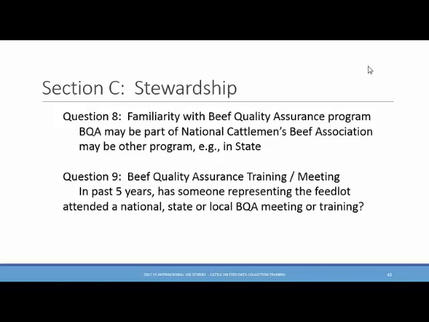For very familiar, we have some definitions in the manual on page 71. Very familiar means they're fairly knowledgeable. Somewhat familiar is that they know some basics. Heard of in name only, but not much else, or not familiar, that they've never heard of it before. Okay, so the training, we're asking about in the previous 5 years. Has a producer or someone representing the feedlot attended a national, state, or local BQA meeting or training? That's pretty self-explanatory as well. It's a simple yes/no question.